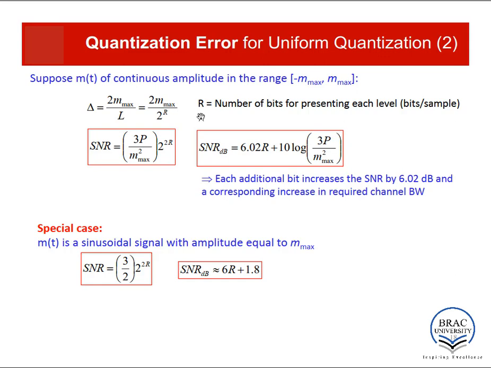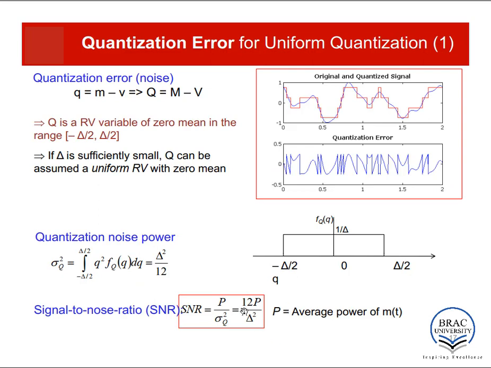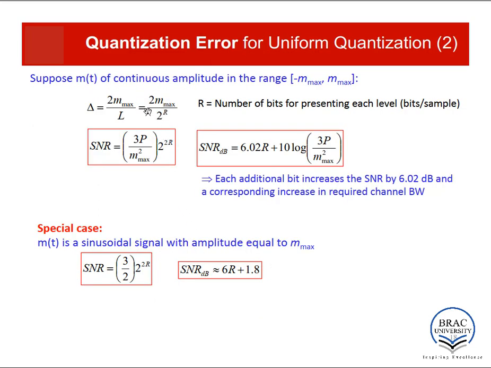So, if we just put this value of delta in our equation here, 12p by delta square. If you put the delta value here, the delta square will be 4m max square by 2 to the power 2r. There was 12p, and in the denominator there are 4m max square. So 12 and 4 we can divide, and 3 will be on the numerator. So here we have 3, P is here, m max square is here, and we had 2 to the power 2r, which will go up and multiply with this. This will be 2 to the power 2r. This is our SNR value.